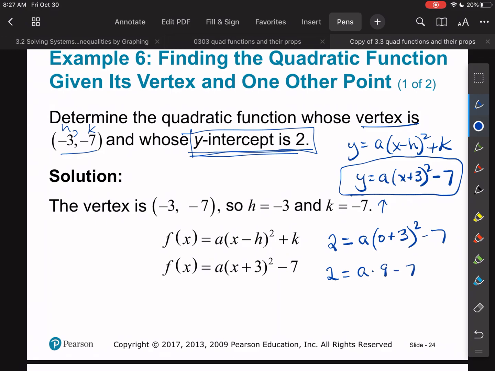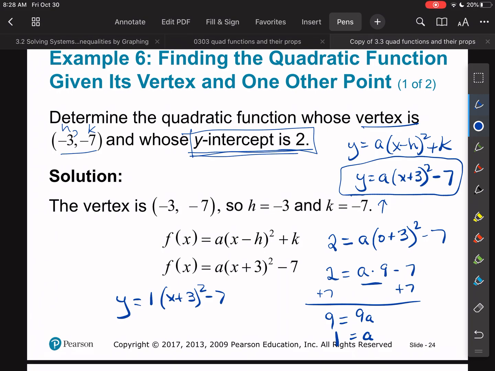All right, so let's move some terms here. Let's add 7 to both sides so we can get the a term by itself. We get 9 is equal to, I'm just going to rewrite this as 9a. So a then is equal to 1. So I can replace that a with 1. So my final answer would be y is equal to 1 times (x plus 3) squared minus 7.